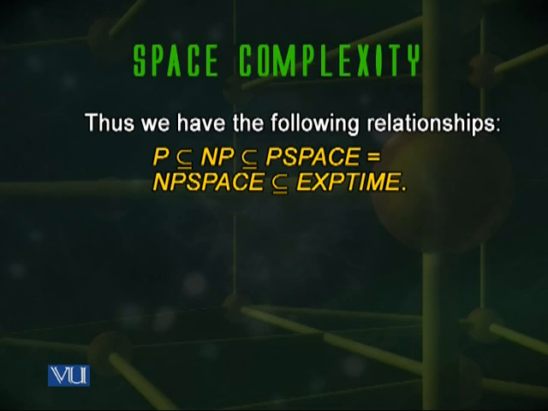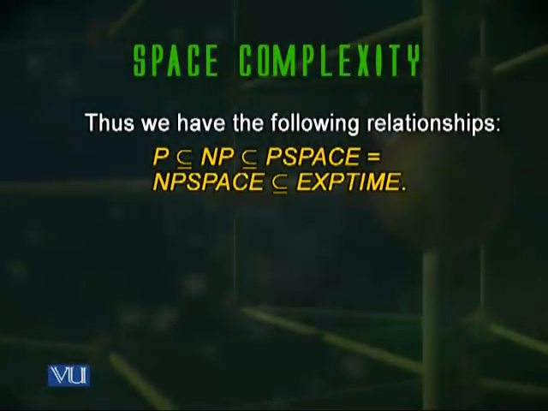Well, let's go through one by one. Why do we know these containments hold? Let's look at the first one. Why is it that P is contained in NP? One line proof. We just say that every deterministic polynomial time algorithm is also a non-deterministic polynomial time algorithm. So that's the proof of the first containment.